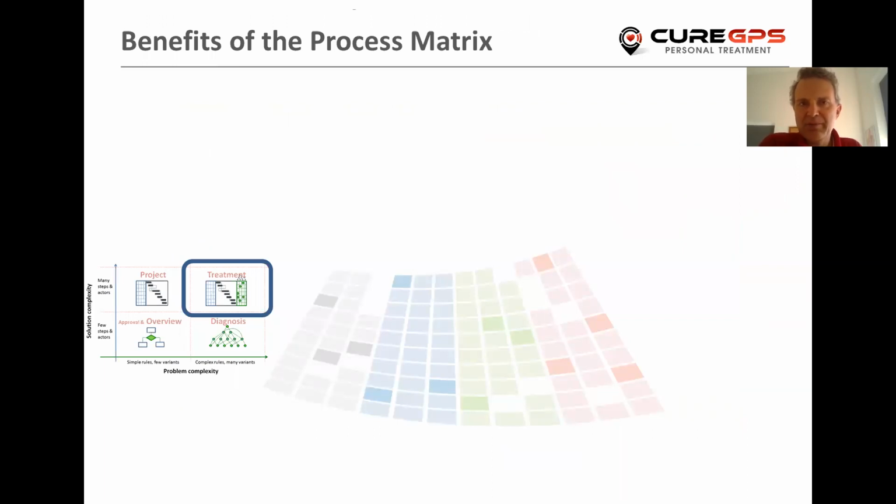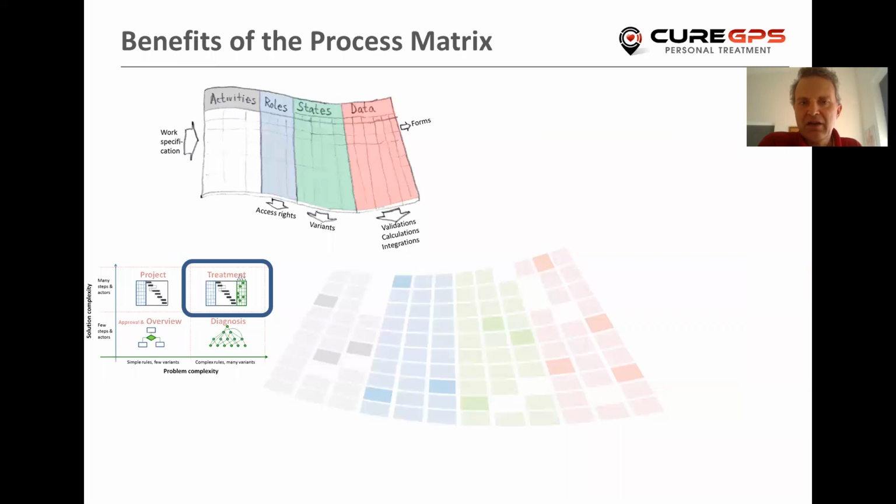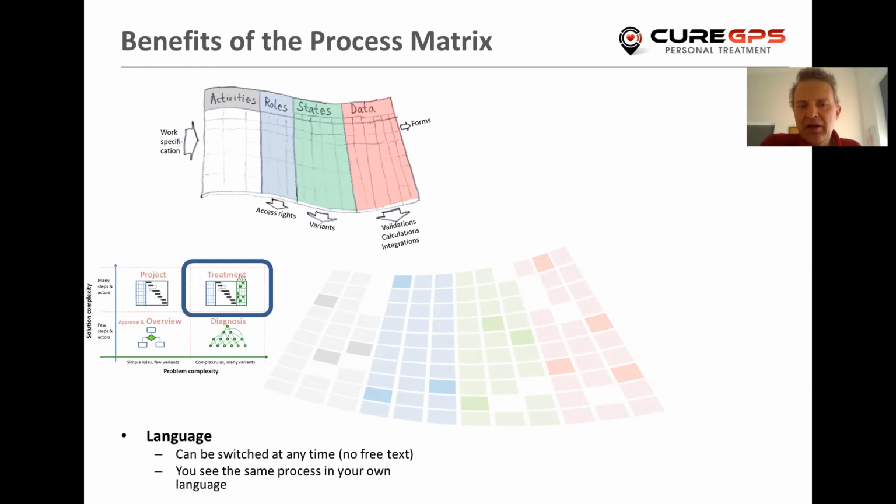So in order to explain the benefits of going to the process matrix, I'll go through 4 dimensions of it, or 4 groups of columns. First of all, it allows you to switch language to many others than English, and everybody sees the same process, but in different languages. So you can have a patient seeing the whole thing in Spanish while you treat the patient in English, and you see the same treatment.